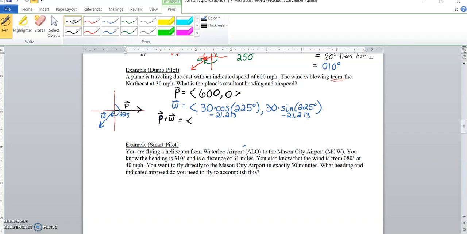So now, I actually screwed that up because I already used the black marker. I'll use green, right? Because I've said in the past I always use green for my resultant. So let's stick with that. So P plus W. 600 plus our negative 21, that is 578.787. And 0 plus the negative 21, that just gives us our negative 21.213.